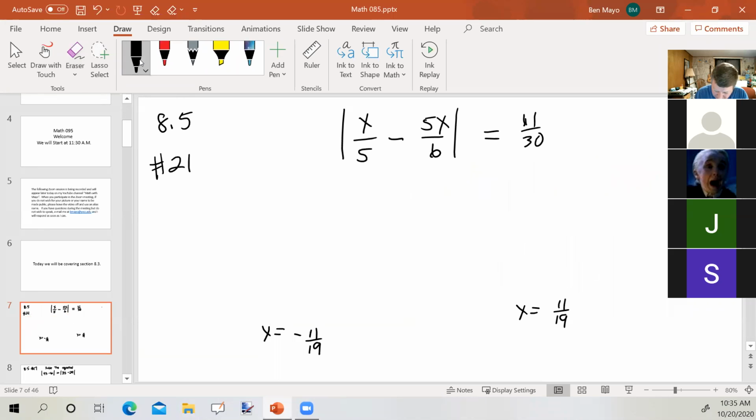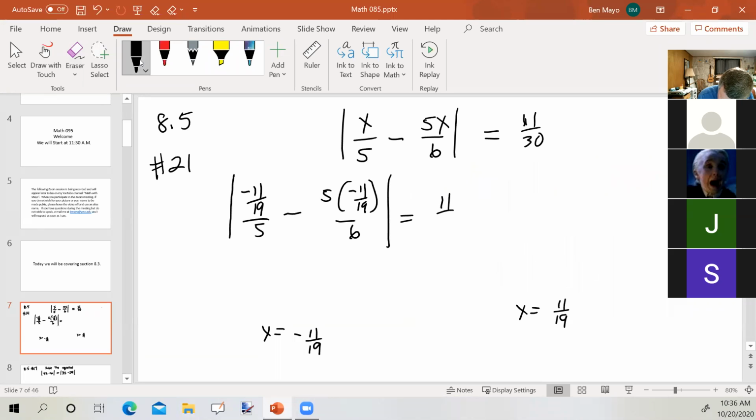Now let's take the negative 11/19. So negative 11/19 divided by 5 minus 5 times negative 11/19 all over 6, absolute value equals 11/30. Oh, isn't this going to be fun? In fact, I'm going to take those answers, x equals negative 11/19 and x equals 11/19, and I'm going to put them up there so that I can have lots of room to work with.